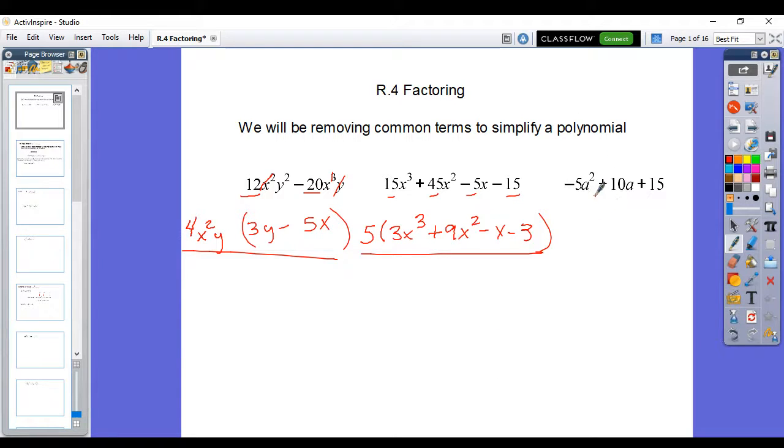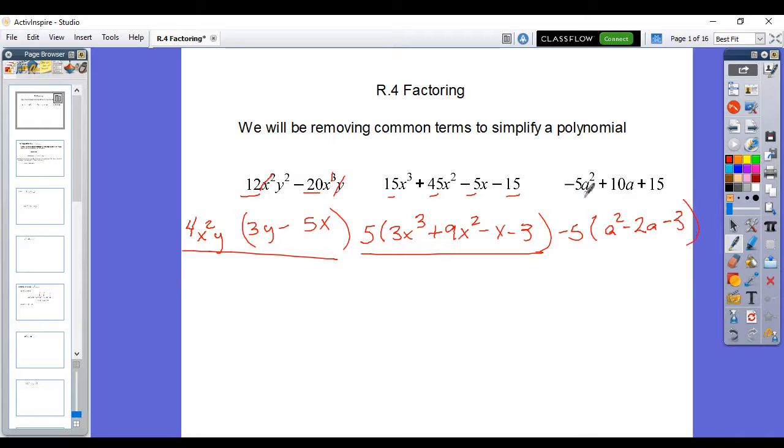Let's try one more time. So pause, try this yourself, and then I'll work it out. Alright, so numerically, I'm going to take out a negative 5. The reason I'm going to take out a negative 5 is because I try to avoid all the negative signs on this very first leading coefficient. And then variable-wise, that's all I can take. I can't take out an a. So by doing so, I'm left with a positive a squared minus 2a minus 3.